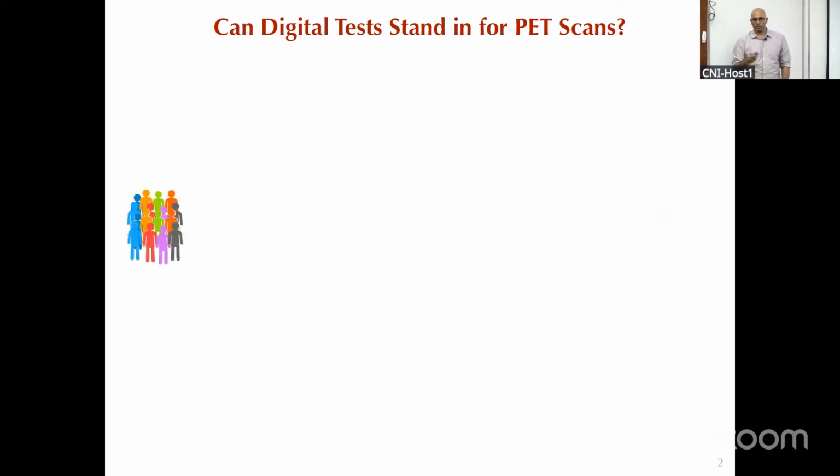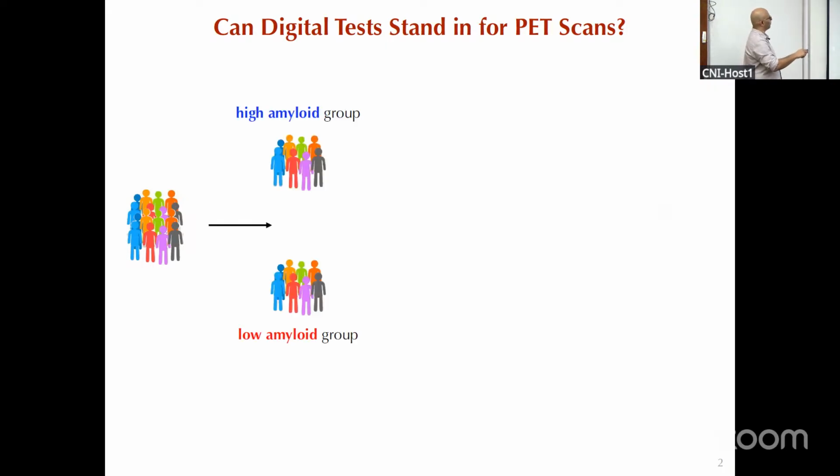So typically, the way one would go about this in science is you take a bunch of people, you call this a population, and then you divide them into two groups that you care about. So in this case, it's people with high amyloid buildup and people with low amyloid buildup, right?